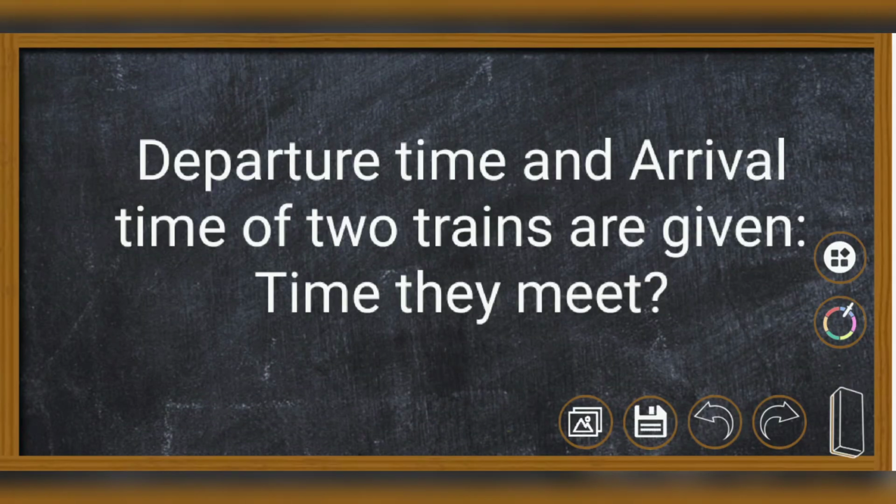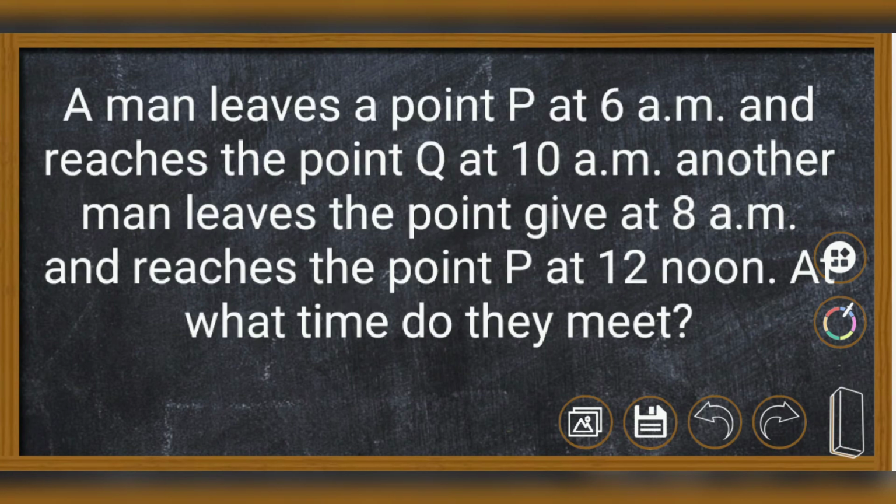So, we will move on to the next topic. Departure time and arrival time of a few trains are given. We have to find the time they will meet. A man leaves a point P at 6 am and reaches the point Q at 10 am. Another man leaves Q at 8 am and reaches the point P at 12 noon. What time do they meet?